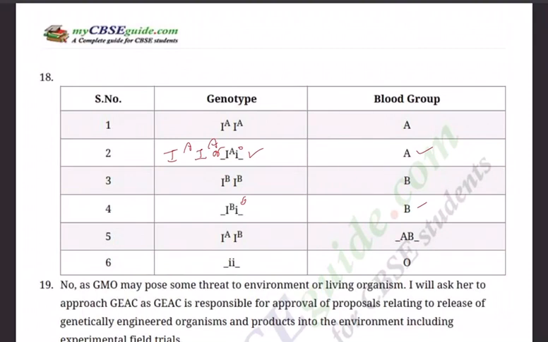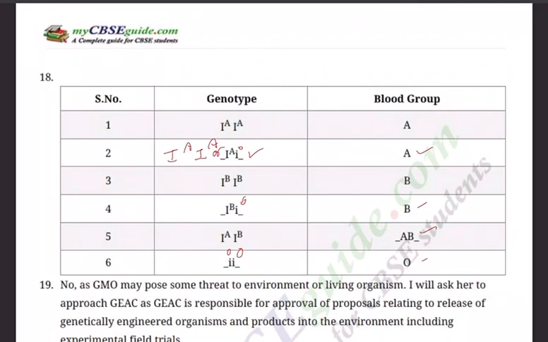Next, serial number 5 is IAIB, and since it is IAIB, obviously the phenotype has to be AB blood group. And the last, 6th one, genotype is blank and phenotype is O. Since it is O, it has to be IOIO. There is nothing else. So it becomes O.